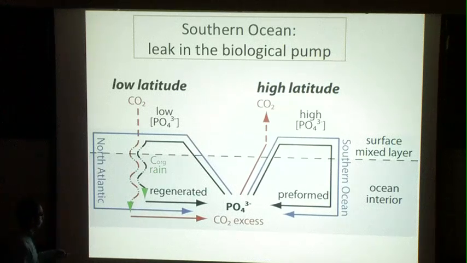How we might lower atmospheric CO2 by strengthening the global ocean's biological pump, I have two options with regard to this cartoon. One is I could just make this side go away. Okay? I could cut off the Southern Ocean loop such that all the nutrients in the ocean would be regenerated, and I'd have maximal storage of CO2.